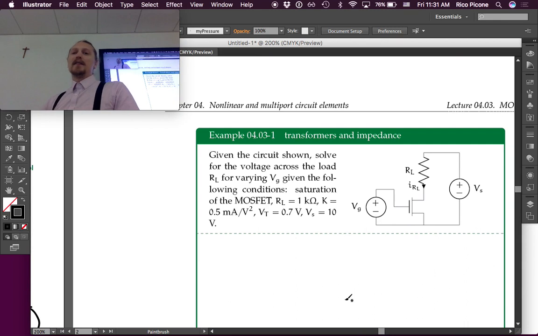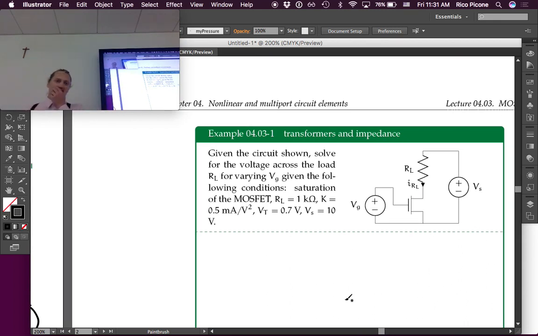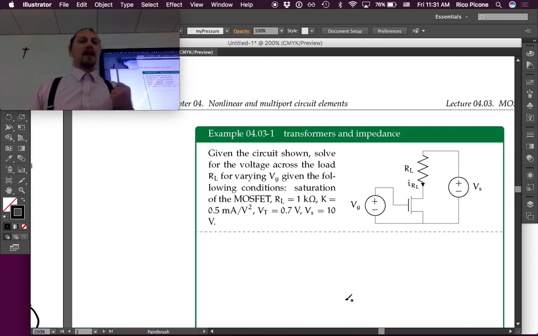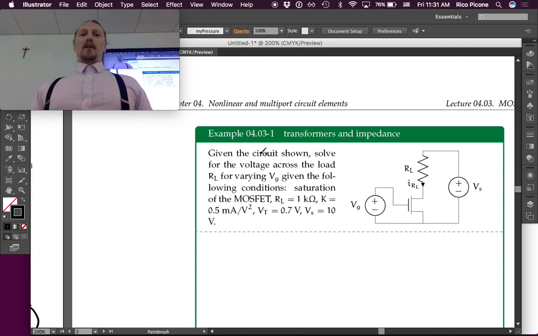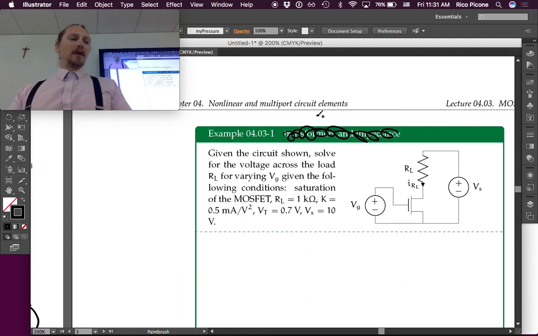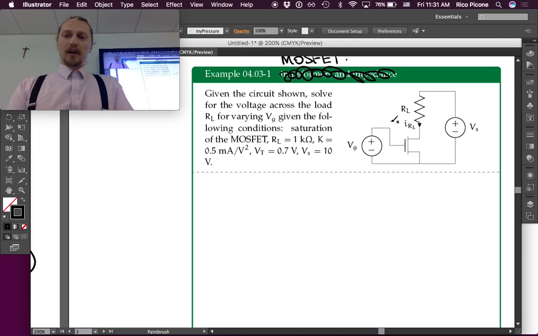Okay, and that brings us to our example. Oh man, I didn't make the name right. What should we call it? MOSFET period, because I'm not creative right now, I'm too tired.